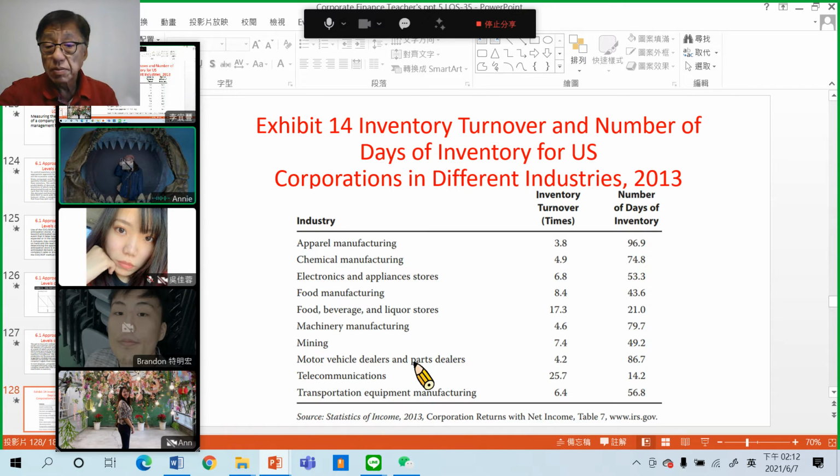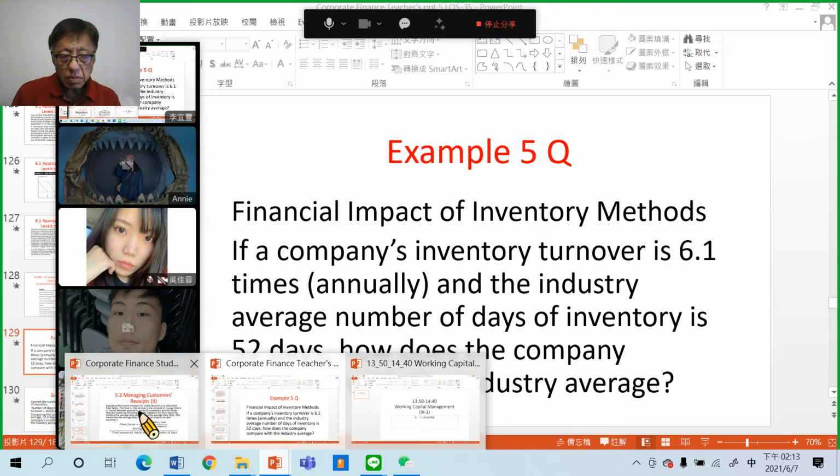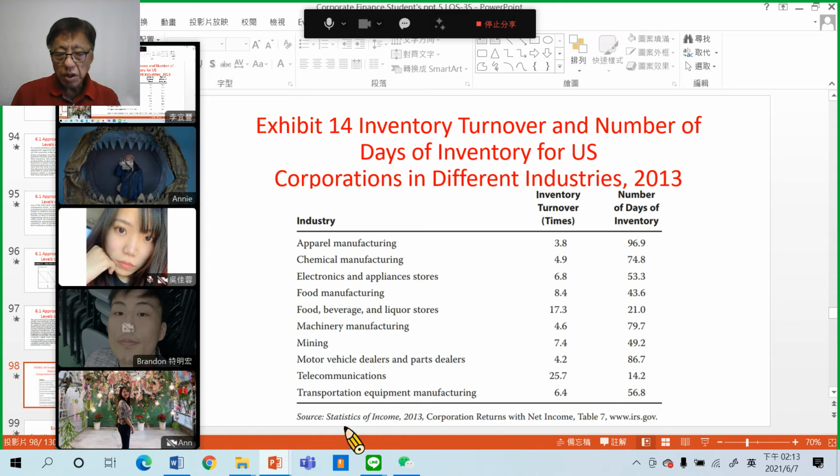And the next page talks about the different industries' inventory turnover. So it's page 98. Teacher, can you change to page 98? Let me see. Just the next page. 98. Oh, okay.